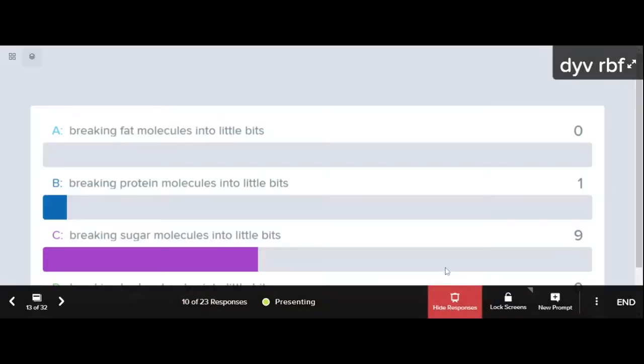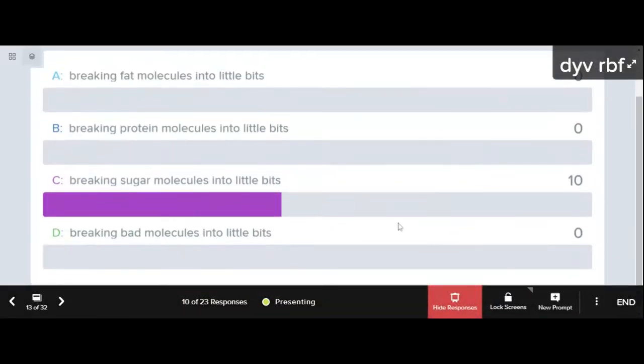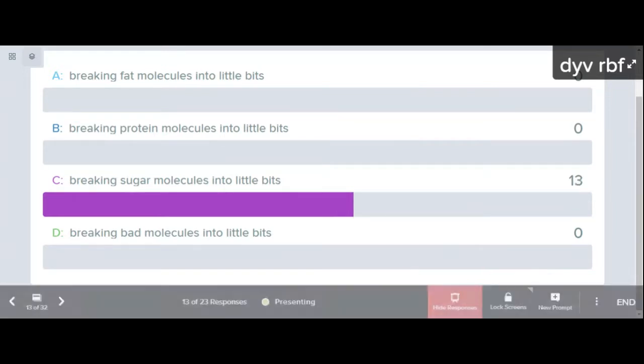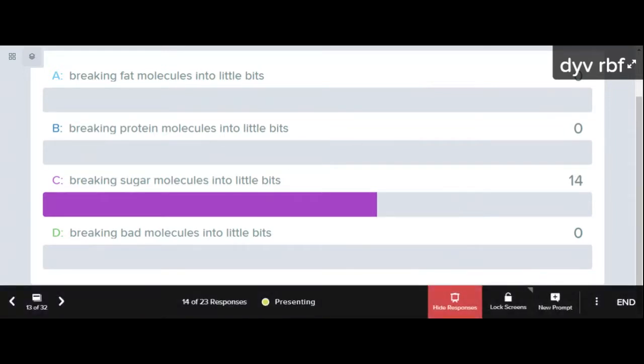10 of you responding. Breaking sugar molecules into little bits. Excelente. Excelente. Breaking fat molecules. Breaking bad molecules. Breaking bad. Get it? Breaking bad molecules. That was my husband's idea.